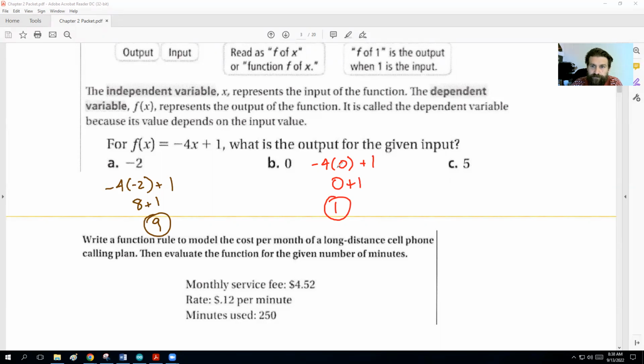That'd be 1. If you want to try this one on your own, okay, what would be the value if we have 5? We're going to plug in 5 in for x. -4 times 5 is -20. We add that to +1, that's -19. So once we have functions, we can take the independent variable, our x, and plug it in and evaluate the dependent variable, which is our y or f of x.